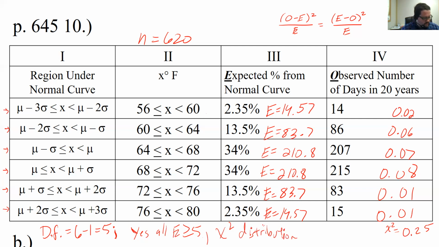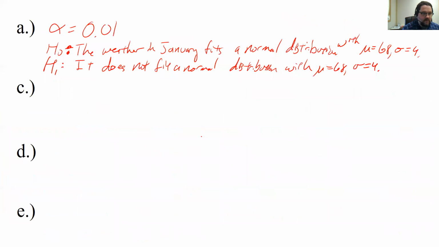Chi-squared distribution. Okay, find or estimate the p-value of the test statistic. So, all right, to find that, we're going to go to our chi-squared table, and we're going to use our degrees of freedom, which we said was 5. And we have about 0.25, a quarter, so 5 degrees of freedom, 0.25.